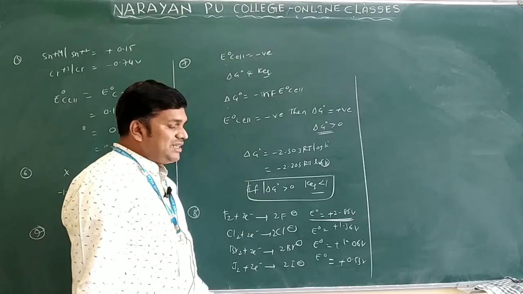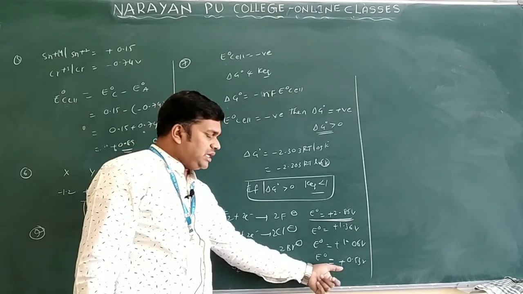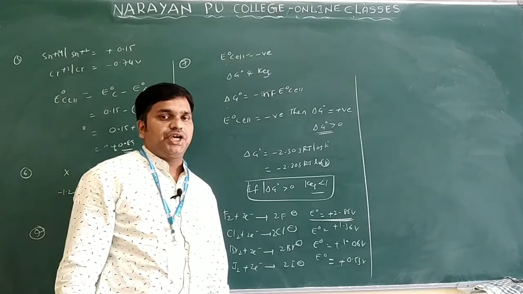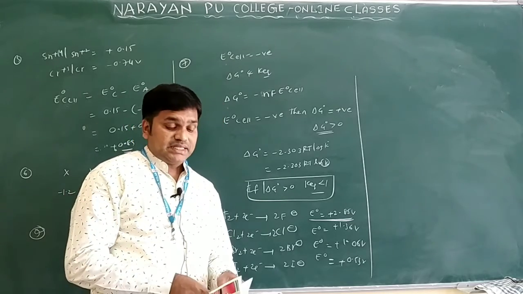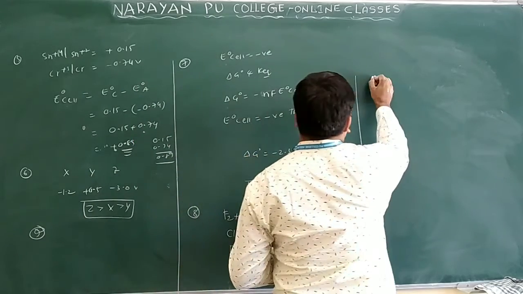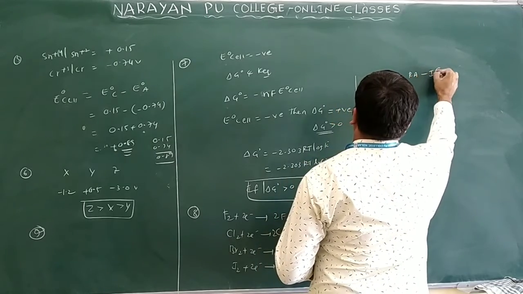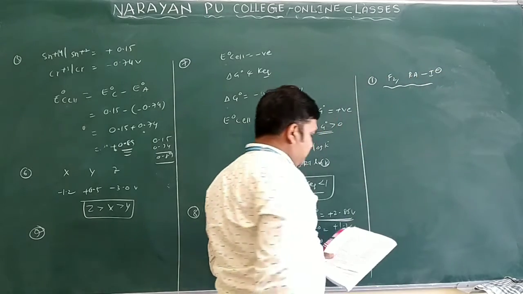Among those, which one is the least? Fluorine, chlorine, bromine, iodine. Iodine is the least, so iodine is the reducing agent and fluorine is the oxidizing agent. So your answer is option 1. The strongest oxidizing agent is fluorine and the reducing agent is iodine. This is the answer for this question.